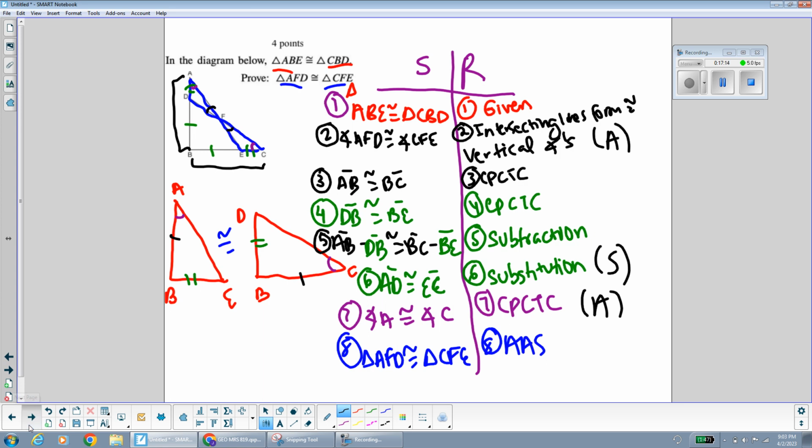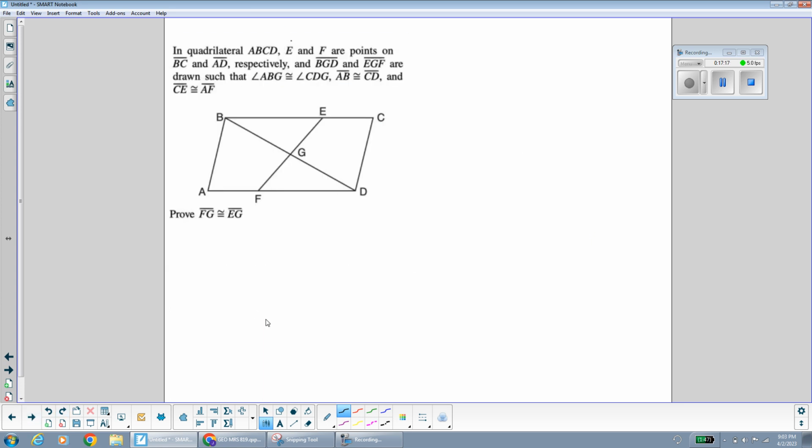Okay, moving on to the next one, and this one's a little simpler. So I'm taking a look over here, and we have angle ABG congruent to angle CDG. We have AB congruent to CD. And we had CE congruent to AF. Our goal is to prove that FG is congruent to EG.